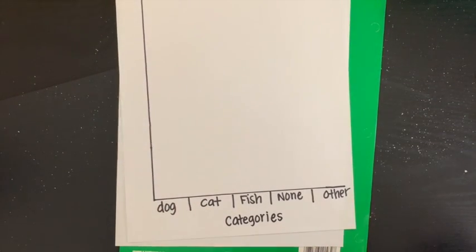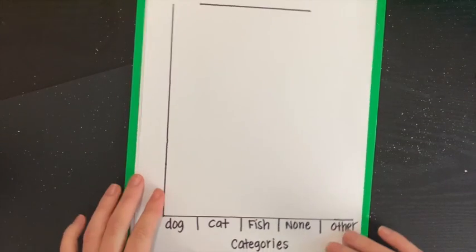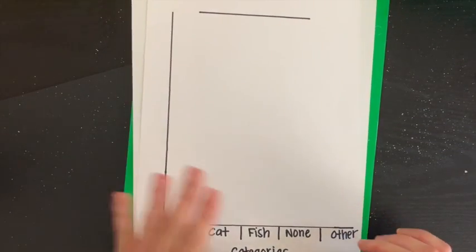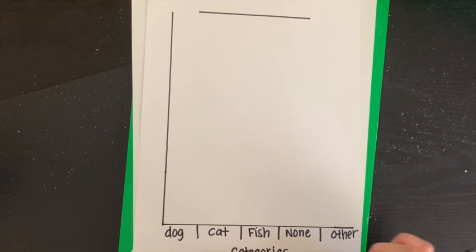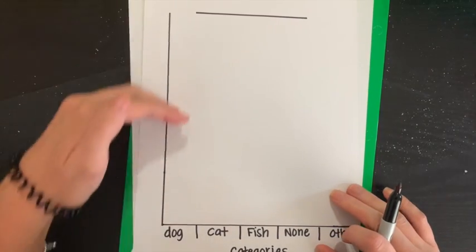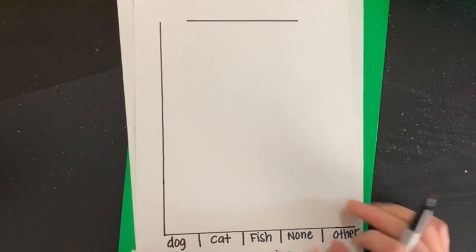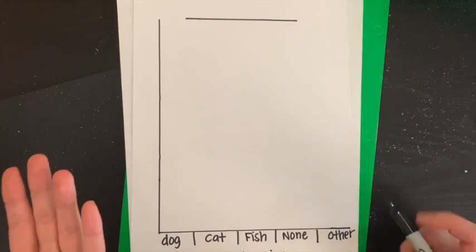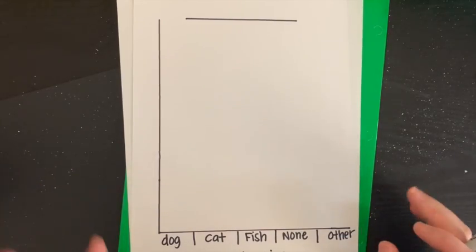Now I'm gonna think about my scale. So when I'm thinking about my scale, I wanna think which one of these categories has the most. Dog has 5, cat has 8, fish has 7, no pets has 7, and other pets has 3. So cat has the most. So the cats, there are 8 students. So I need to make sure I have enough room for 8 at least. I'm gonna go one above my most, so I'm gonna make it big enough to fit 9.